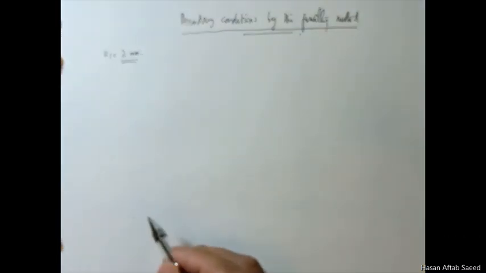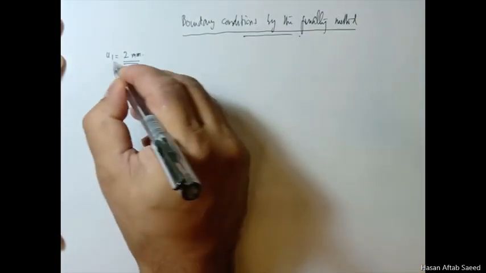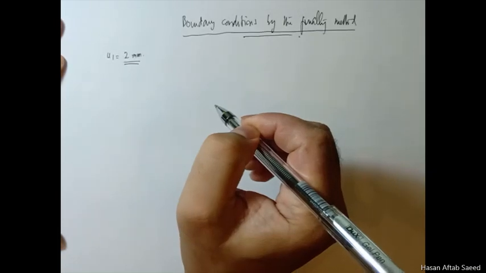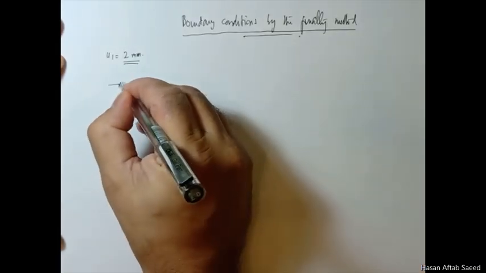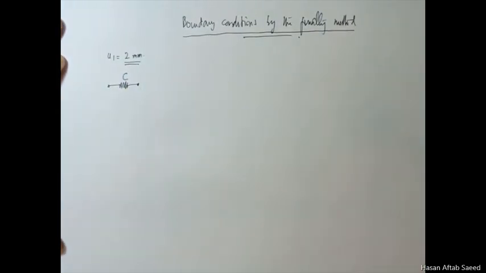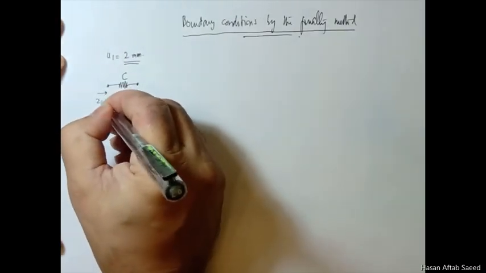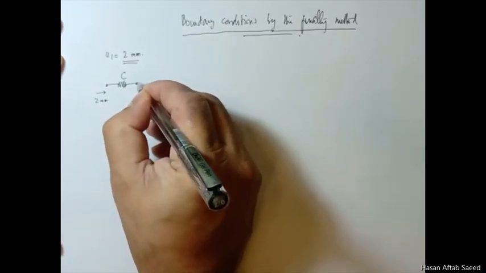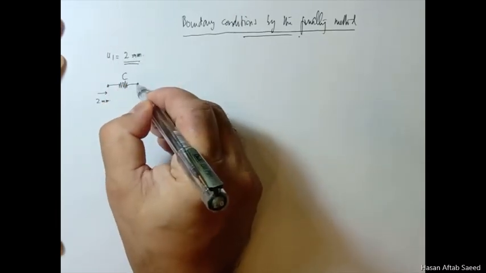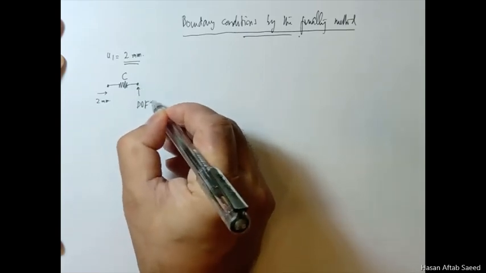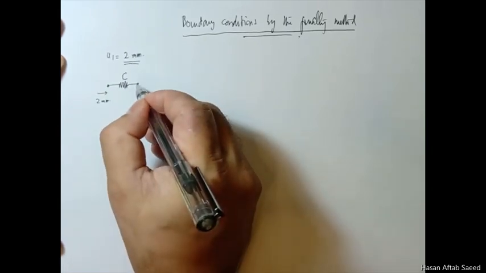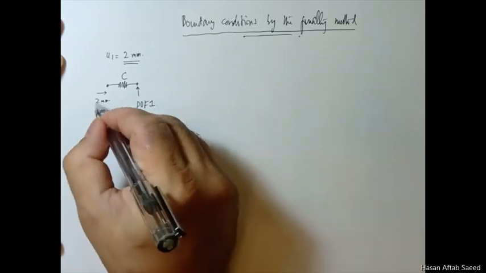Now, in the penalty method, we apply this, for example, u1 is equal to 2. We don't apply this directly to the degree of freedom in question, but we apply it through a spring with a very high stiffness C. Instead of applying this 2 millimeter here, at what we call degree of freedom 1, you apply it here through a spring. So what is applied here is not exactly 2 millimeter, but something very close to 2 millimeter.